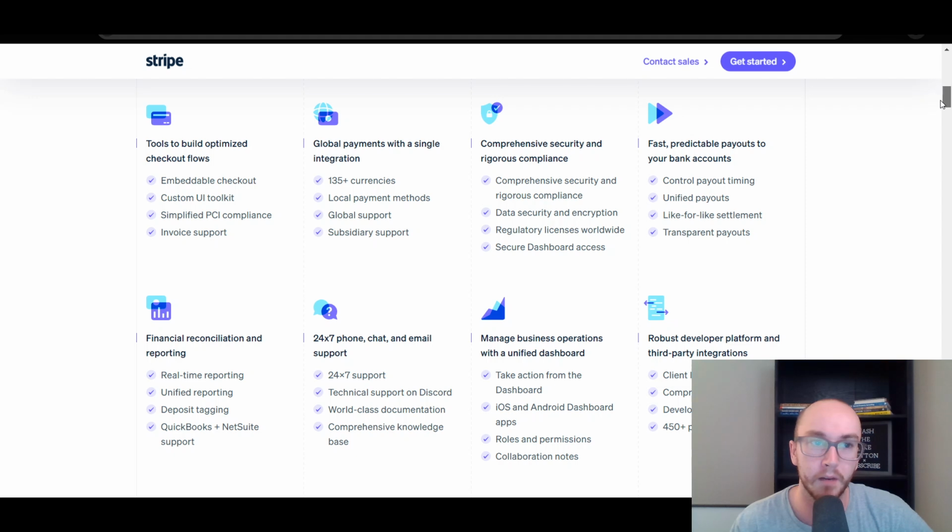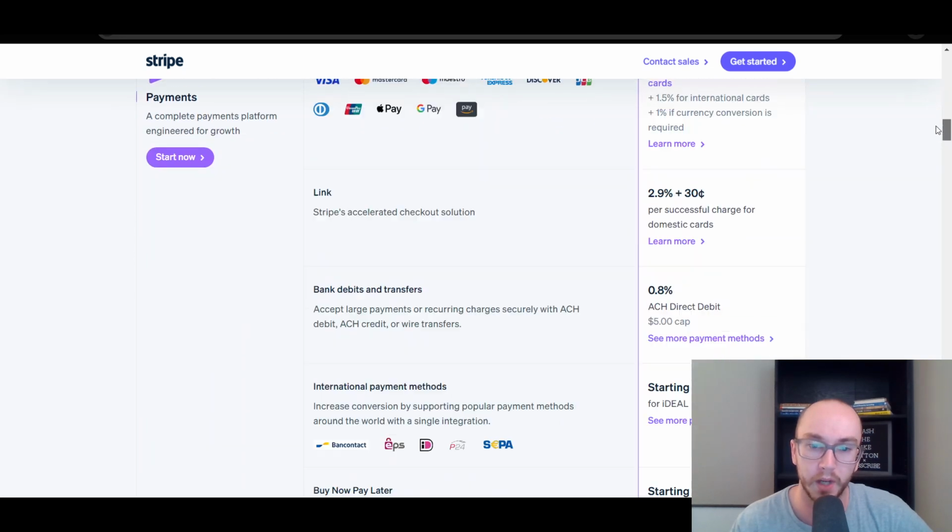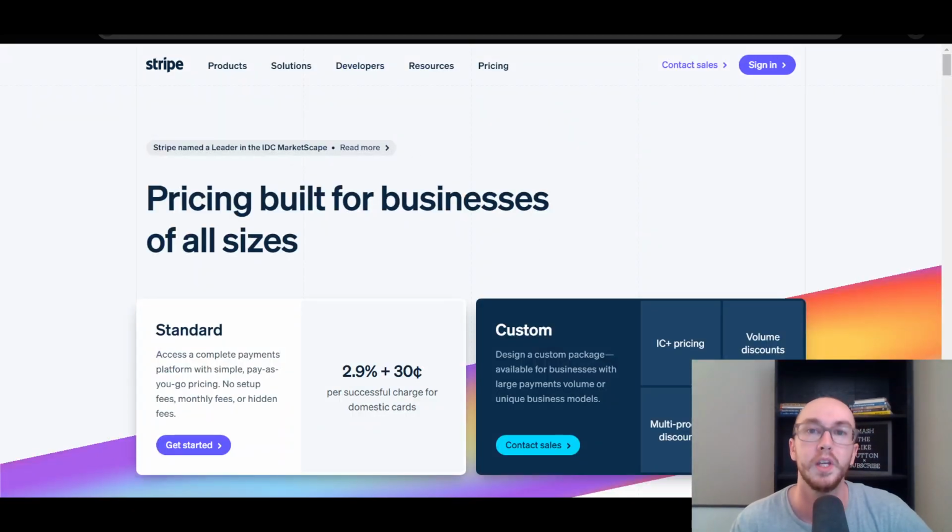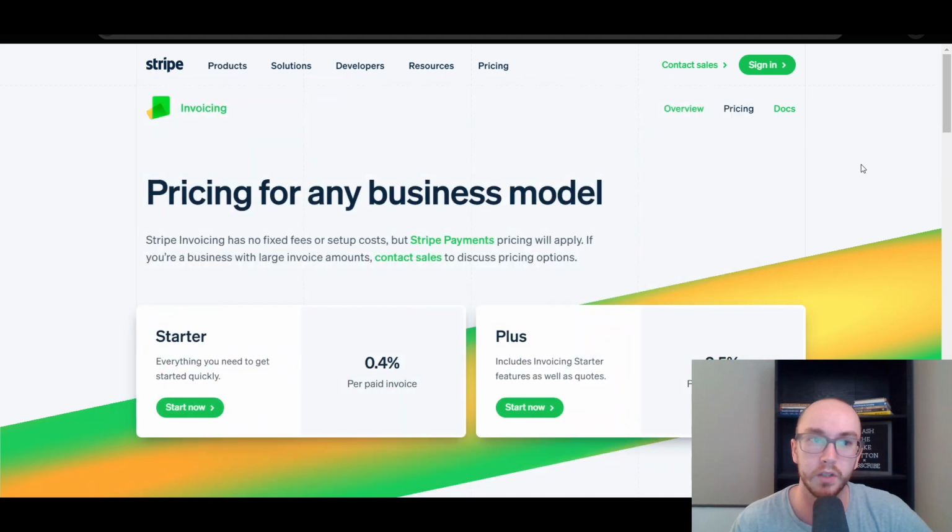But one thing to bear in mind with Stripe in terms of the overall pricing is this actually does not include invoicing. If you are going to be using Stripe for invoicing, that is an additional fee per paid invoice on top of the regular Stripe payments pricing. So it does come out to actually be a little bit more if you are going to be sending out invoices when you're accepting payments.